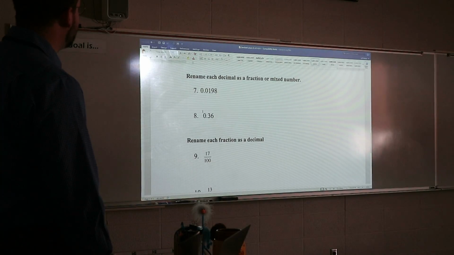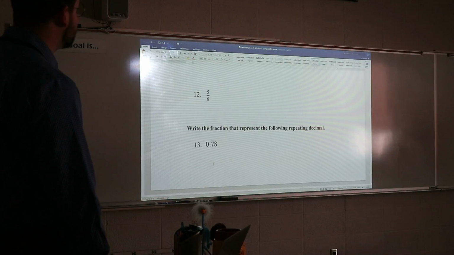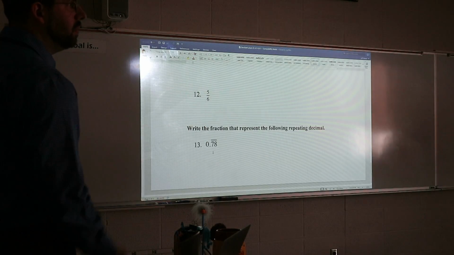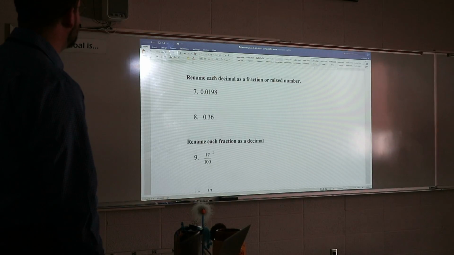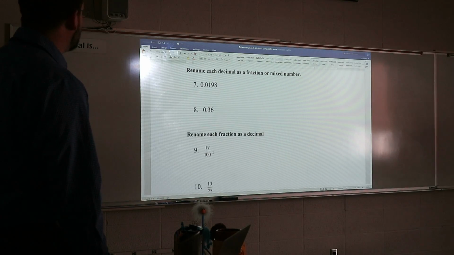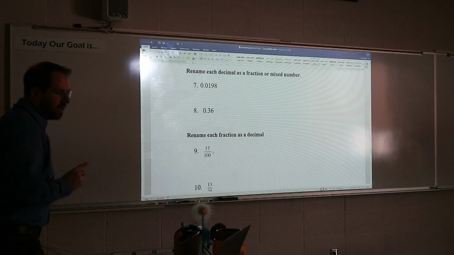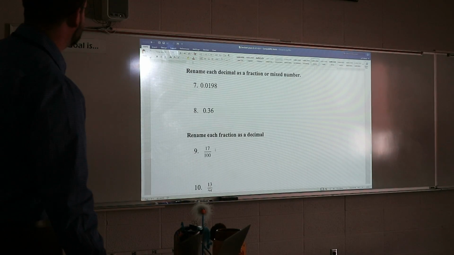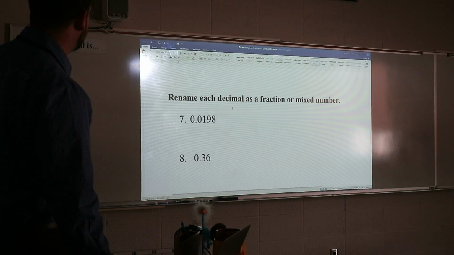Today, our goal is to go 7 through 13. This is a good review because 13 is the one you'll need, because that's what our homework's based on. So it'll be pretty basic, pretty easy. We're going to rename the decimal as a fraction. So we're doing 7/8. In fact, let me zoom in on this here. It's just a little bit bigger. A lot bigger. All right, here we go.